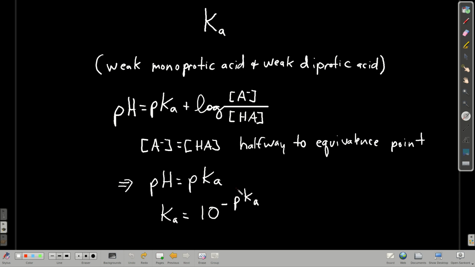Now for your diprotic acid, it has 2 Kas. The first one, do just like the weak monoprotic. For the second one, you found the pH halfway from the first equivalence point to the second equivalence point. That is equal to pKa2 for the diprotic, and do the same thing. That's all there is to it.